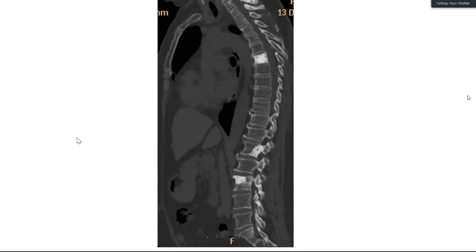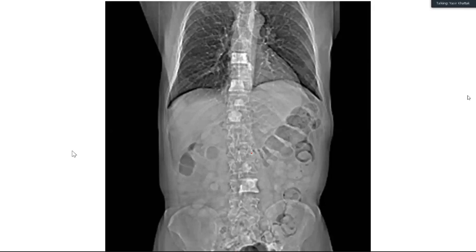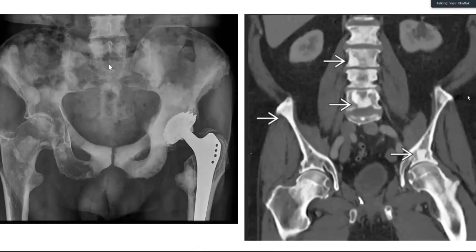This is the sagittal view of the same patient. You see sclerotic lesions. This is another case, just a companion case, and you see multiple sclerotic vertebral bodies. Not necessarily every case is either breast or prostatic carcinoma. This was a case of carcinoid. Yes, sir.